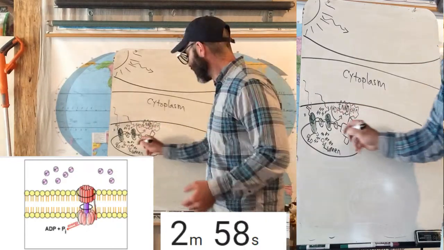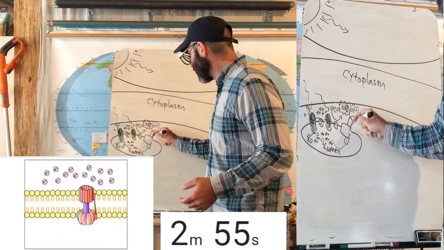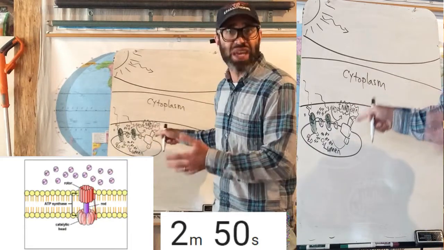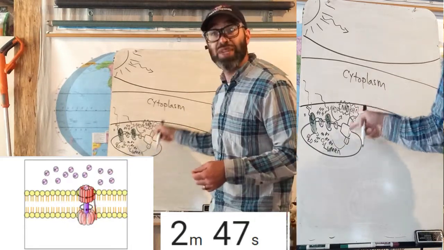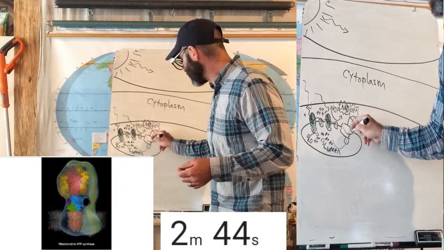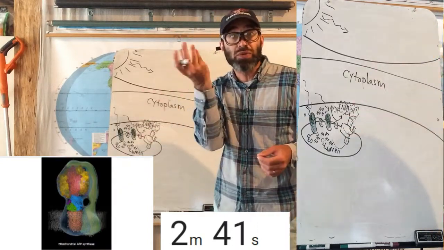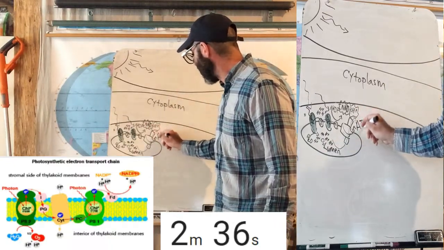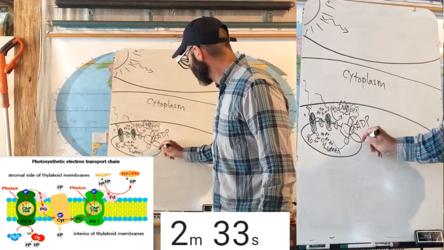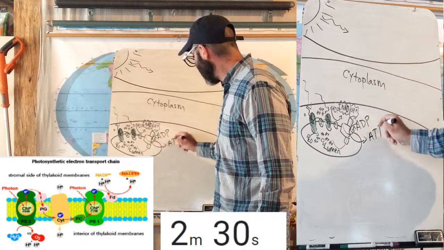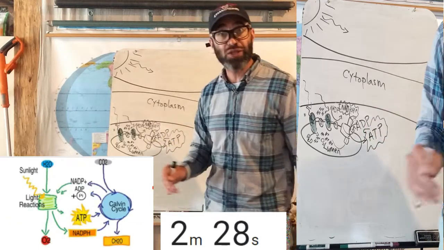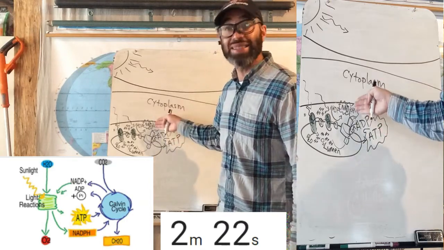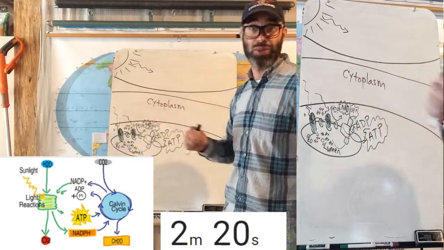How's it going to do it? It's going to go through this protein, which is an enzyme. It's called ATP synthase. ATP synthase is an enzyme. It literally spins. It moves. And it converts ADP, adenosine diphosphate, into ATP, which is a high energy molecule. Adenosine triphosphate is a high energy molecule. NADPH is a high energy molecule.